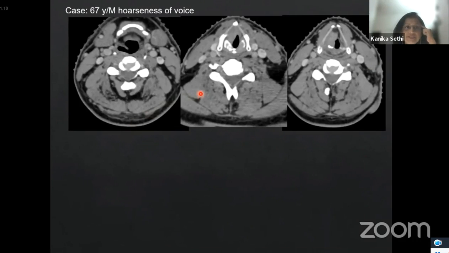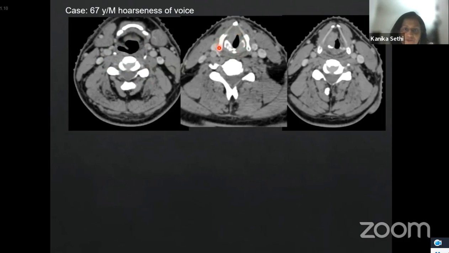The next case is a 67-year-old male with hoarseness of voice. What do you see in this? Which side is abnormal? You have an enlarged right pyriform sinus, medially positioned aryepiglottic fold. Is it right or is it left? So this is not a case of palsy.